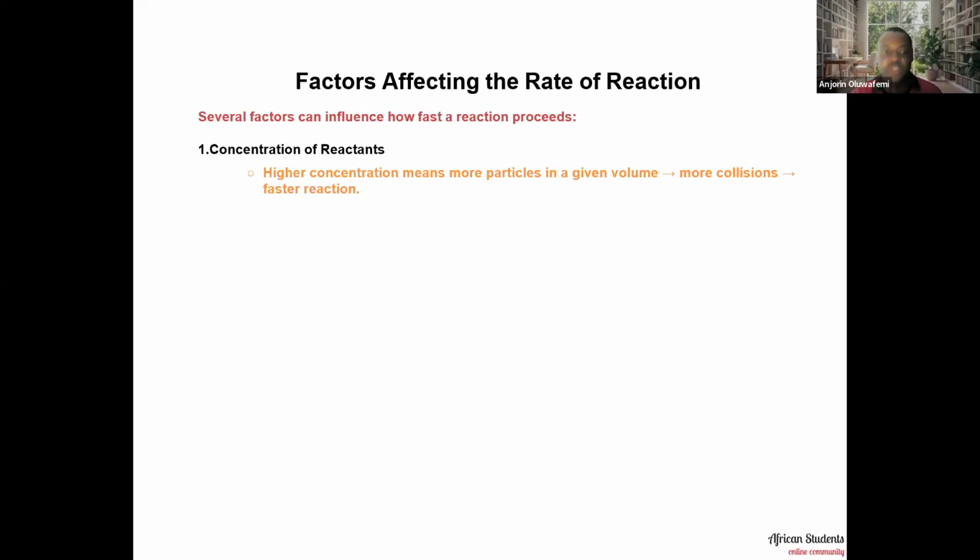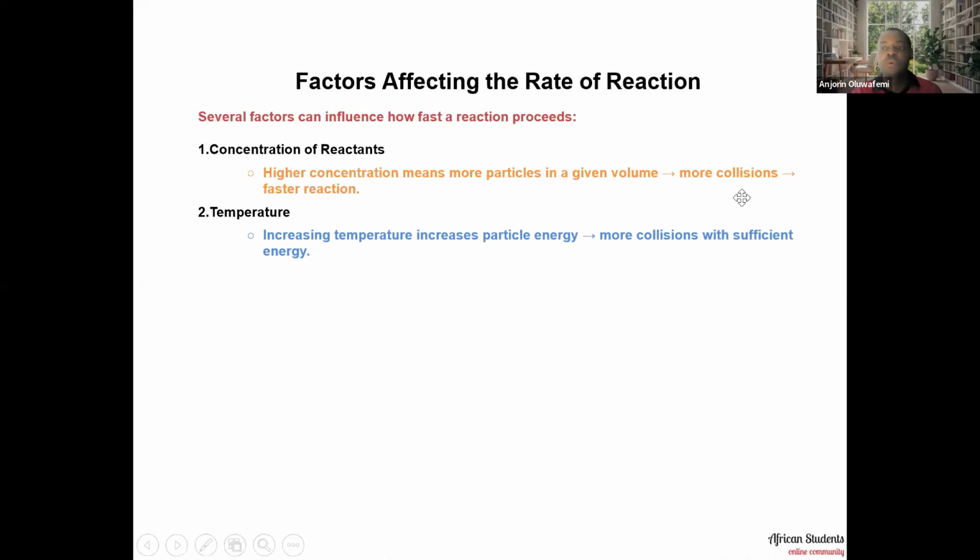So we must be mindful of that. So concentration is the first factor. The second one is temperature. Temperature also affects the rate of reaction. And we said increasing temperature increases particle energy. More collision with sufficient energy. So when you increase temperature, you increase the particle energy. So this results in more collision with sufficient energy. So temperature is another factor that affects the rate of chemical reaction.